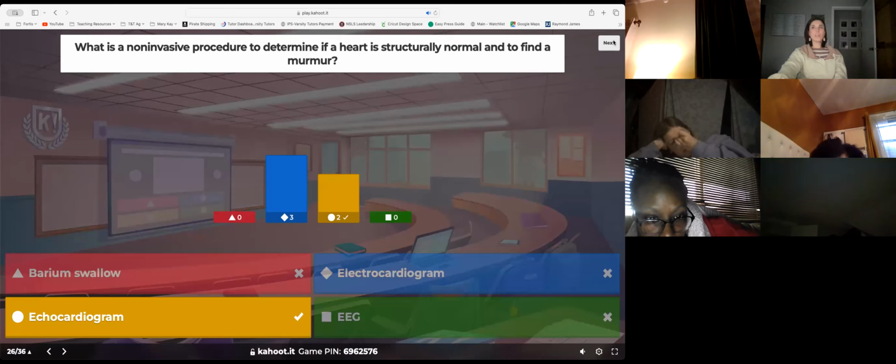An echocardiogram is going to be that ultrasound that we use to look at the structure of the heart. Barium swallow is going to be GI tract. An electrocardiogram is going to look at the rhythm, and then an EEG is going to look at the electrical activity of the brain.